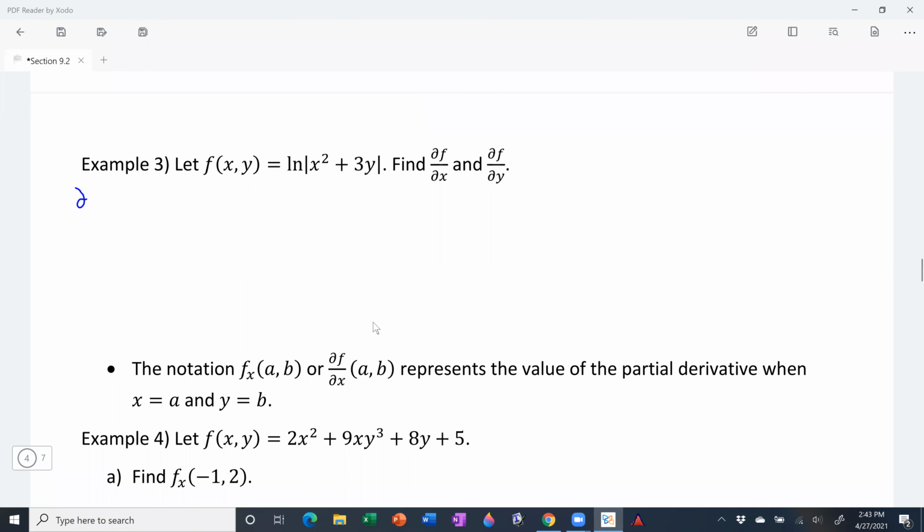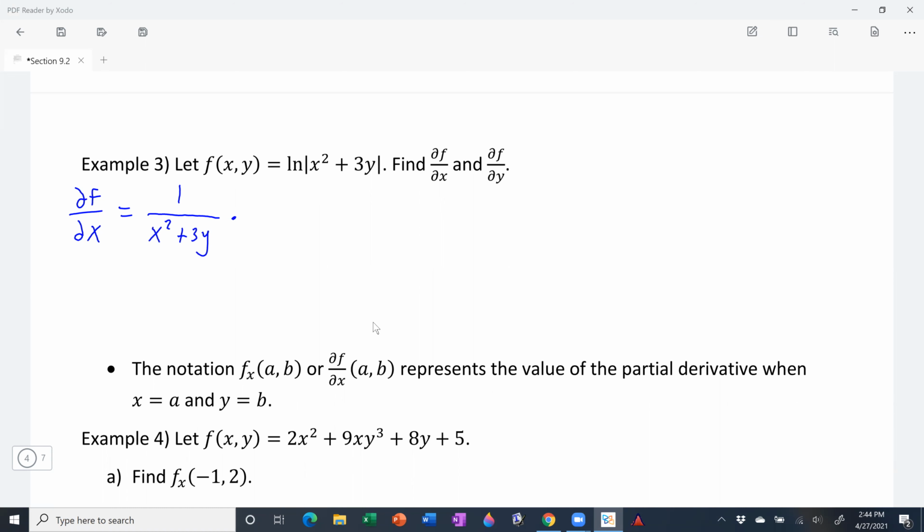So we'll write out the partial of f with respect to x. We'll take the derivative of this, treating x like the variable and y like a constant. So the natural log of stuff, let's treat this like a chain rule. The derivative is 1 over the stuff times the derivative of the stuff.